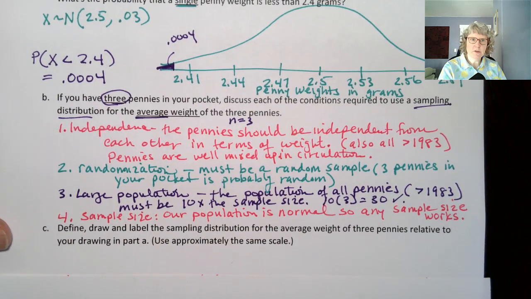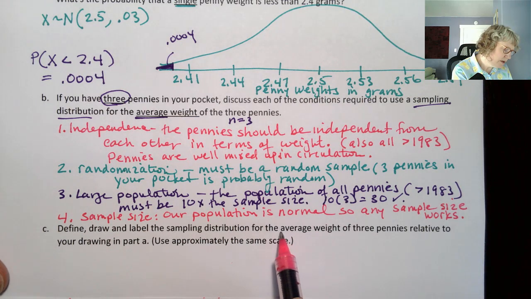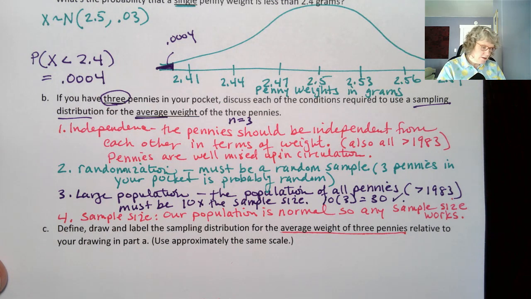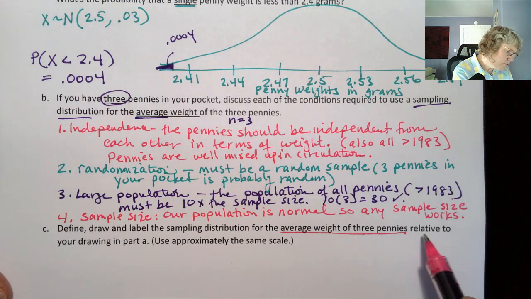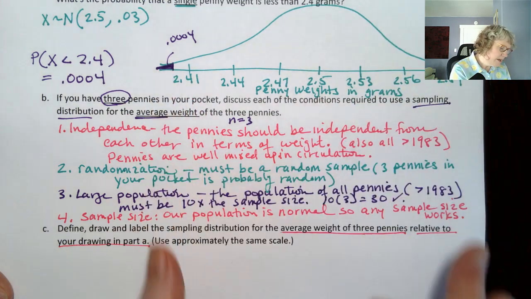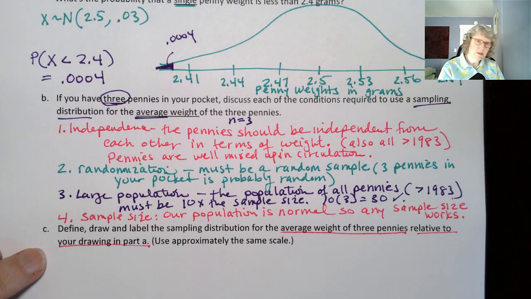So this is very similar to part A, but now instead of an individual penny, we're talking about the average weight of 3 pennies. And it does say to draw this relative to your drawing in part A. So what I'm going to do is make it down here, and we'll see what our standard deviation is. It should be less, right? So it should be a narrower graph. So I think that's a good visual to have. But let me define it over here on the left side.